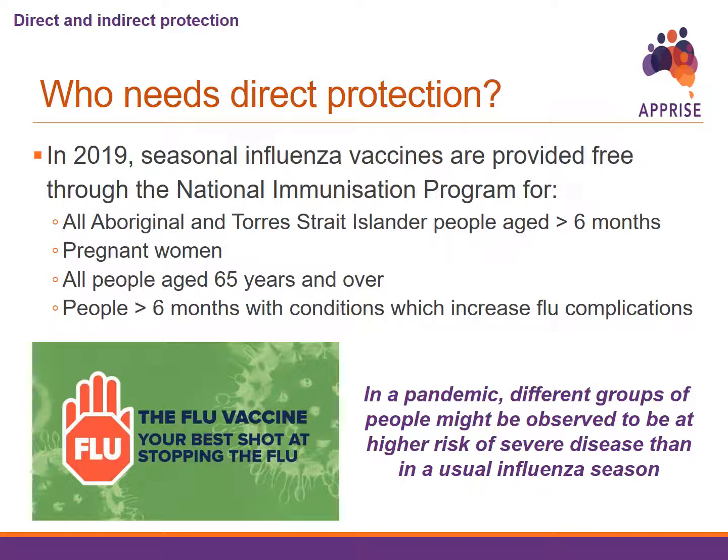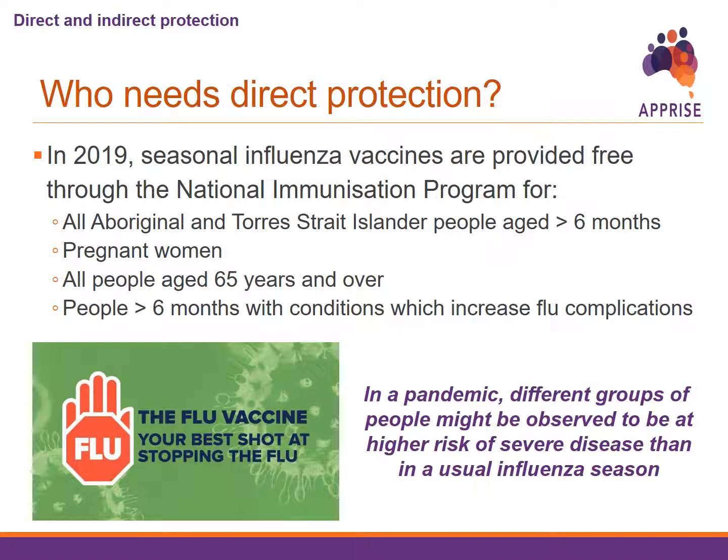Who needs to be directly protected by vaccines? So each year, the Australian government releases an influenza statement, and the government decides to pay for influenza vaccines for groups of people who are at risk of more severe disease than others. In 2019, seasonal influenza vaccines are being provided freely through the National Immunisation Program for all Aboriginal and Torres Strait Islander people aged more than 6 months, for pregnant women, for all people aged over 65 years, and for people over 6 months with conditions which increase flu complications like heart or lung disease.